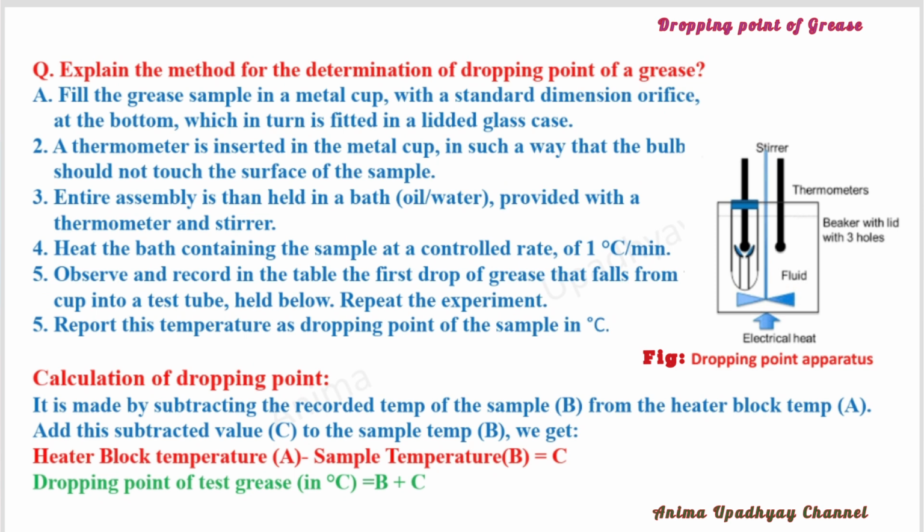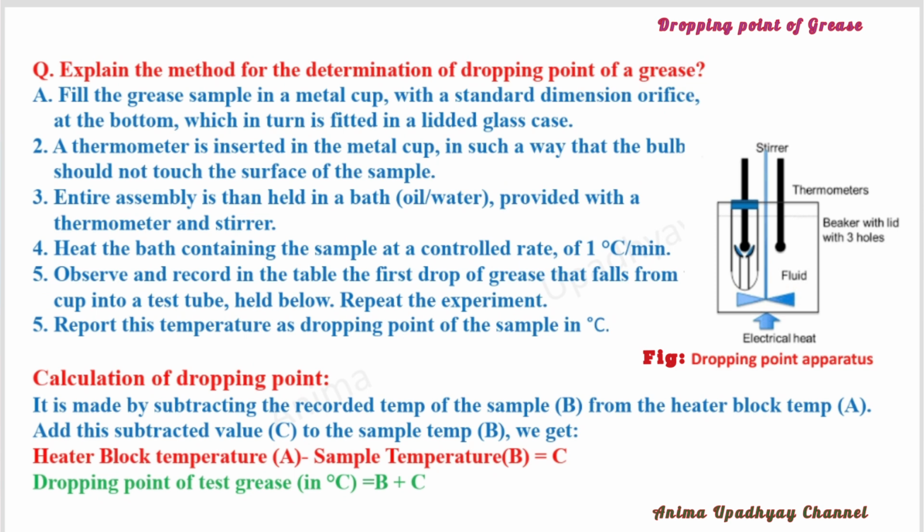Observe and record in the table the first drop of grease that falls from the cup into a test tube held below the test cup. Report this temperature as the dropping point of the sample in degree centigrade and repeat the experiment.